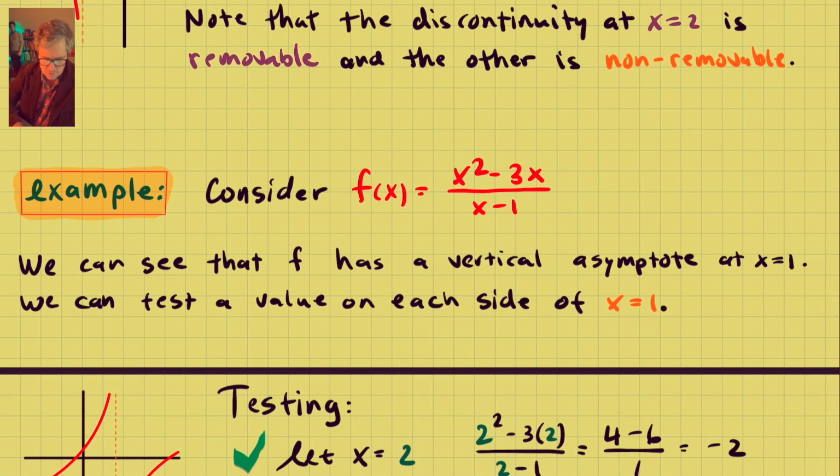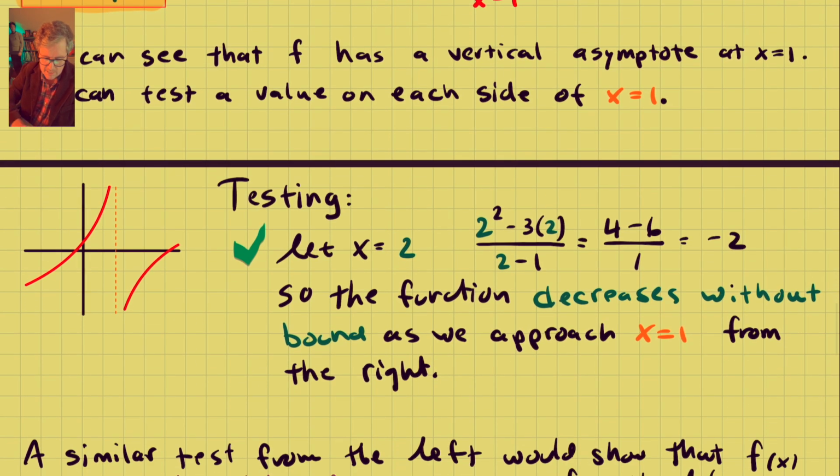Okay, let's take a look at another example. What about this function? I've got f of x equals x squared minus 3x over x minus 1. We can see just by looking at this that we're going to have a vertical asymptote at x equals 1. Now the question is, does this go to infinity, plus or minus? Is it the same from both sides? So what we could do is apply that testing approach and test on either side.